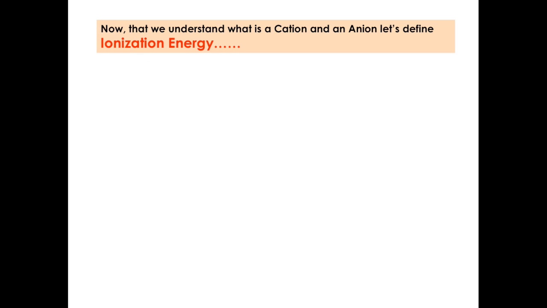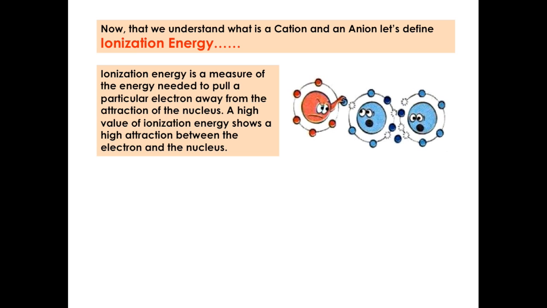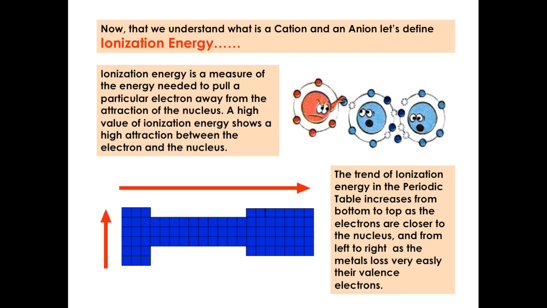Now that we understand what a cation and an anion are, let's define ionization energy. Ionization energy is a measure of the energy needed to pull a particular electron away from the attraction of the nucleus. A high value of ionization energy shows a high attraction between the electron and the nucleus. The trend of ionization energy in the periodic table increases from bottom to top as the electrons are closer to the nucleus, and from left to right as the metals lose their valence electrons very easily.